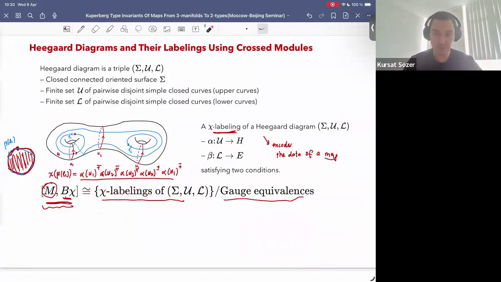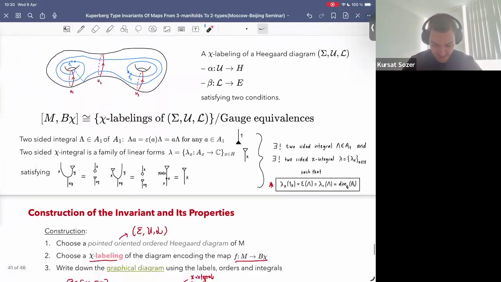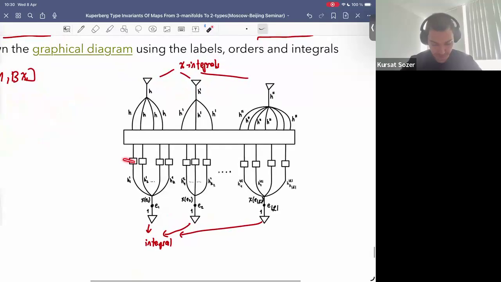And if the intersection point is positive, this box is identity. If the intersection point is negative, this box is the antipode, S_X, S_H2. That's how we fill these boxes. If the intersection point of upper and lower circle is positive, we put identity; if it is negative, we put the antipode, which changes the color to its inverse.